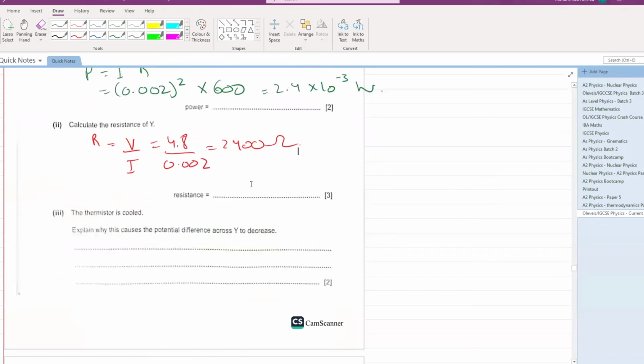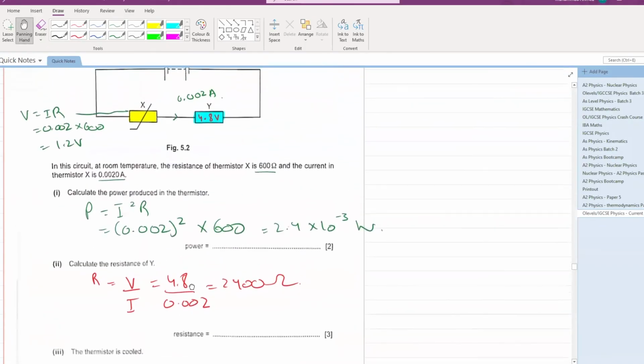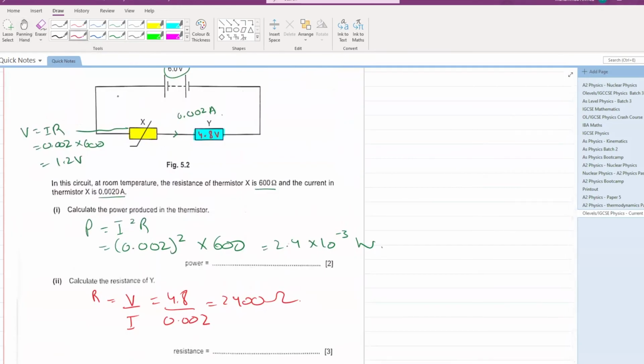The thermistor is cooled. Explain why this causes the potential difference across Y to decrease. If the thermistor cools, the resistance of X increases. And in series, we have studied voltage is directly proportional to resistance. If the resistance of X increases, the voltage across X will increase. And according to the potential divider rule, as the voltage across X increases, the voltage across Y should decrease to keep the overall EMF constant.